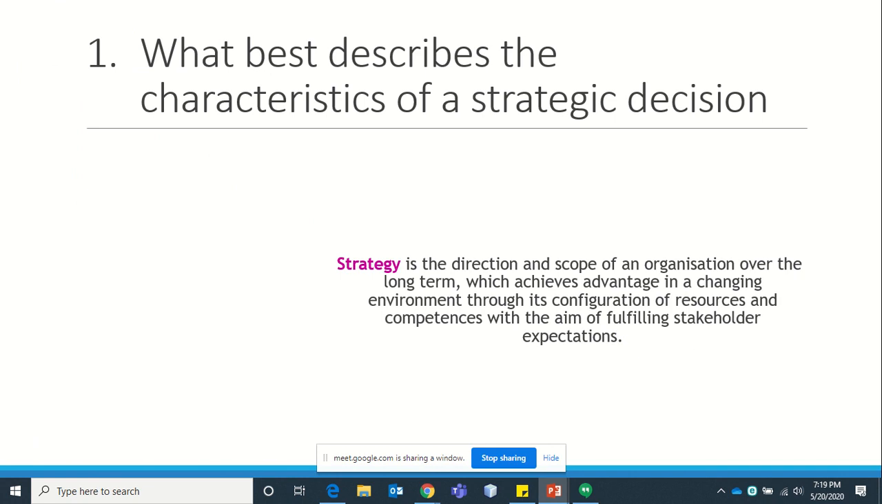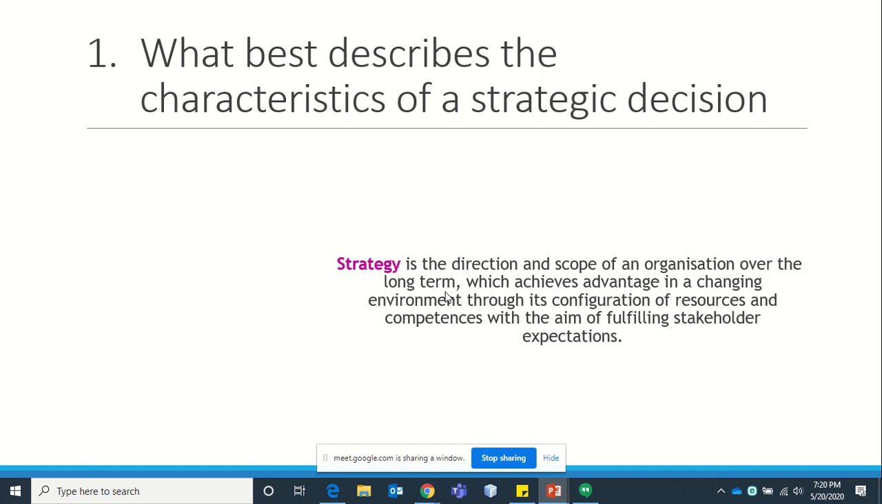According to this definition, there are some important points which we have to discuss. It says strategy is the direction and the scope. Scope means where you have to start and where you have to end. That defines the scope. Direction means where you have to go. So if we take an organization, strategy defines the direction, where to go, and scope, where you have to start and where you have to end, of the organization over the long term.